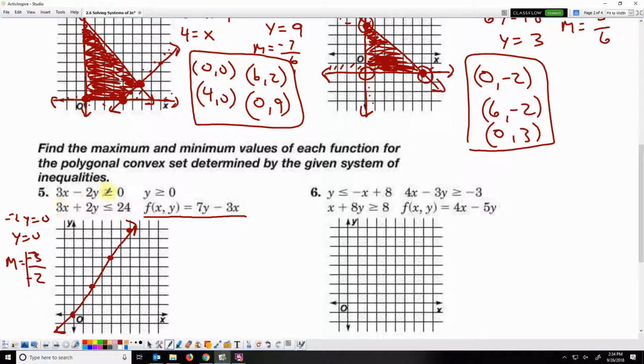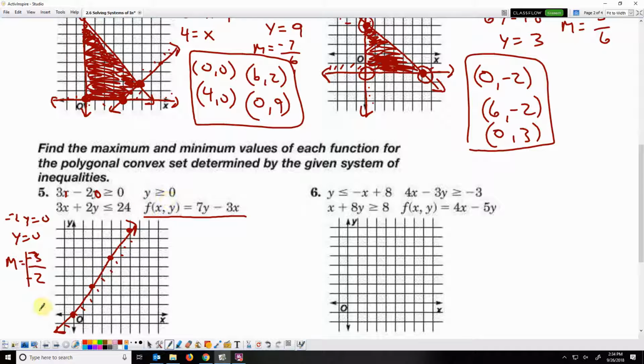0 minus 0 is greater than or equal to 0. I don't want to do that because the origin is on it. How about this time if I do 1, 0? So I'm going to do the point 1, 0. So 3 times 1 minus 2 times 0, that's 3 minus 0. 3 is greater than or equal to 0. That is true, so I'm shading toward the point that I just tested.